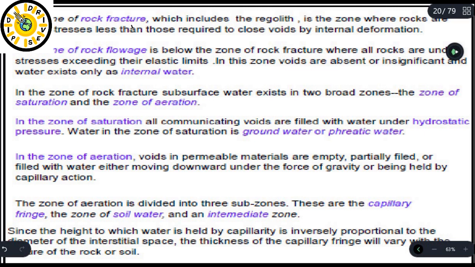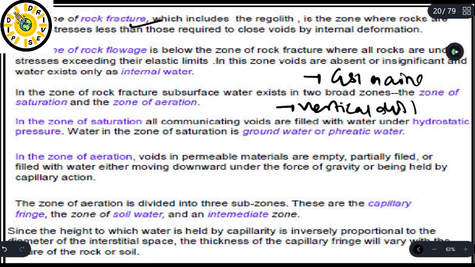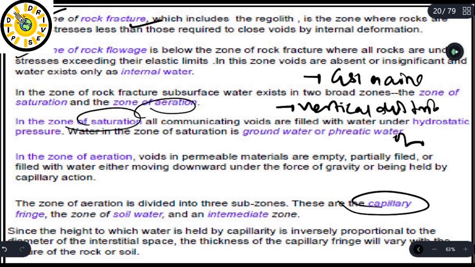Okay, so zone of rock fracture you can read out from this slide or take the screenshot. This is nothing, अगर GSI मेंस पे vertical distribution of groundwater area, you can write something that what is the exact meaning of zone of fracture, what is the zone of aeration, there will be the zone of saturation, okay, and what is the exact meaning of the capillary fringe. The zone of aeration is divided into three subzones: the capillary fringe, the zone of soil water, and the intermediate zone.